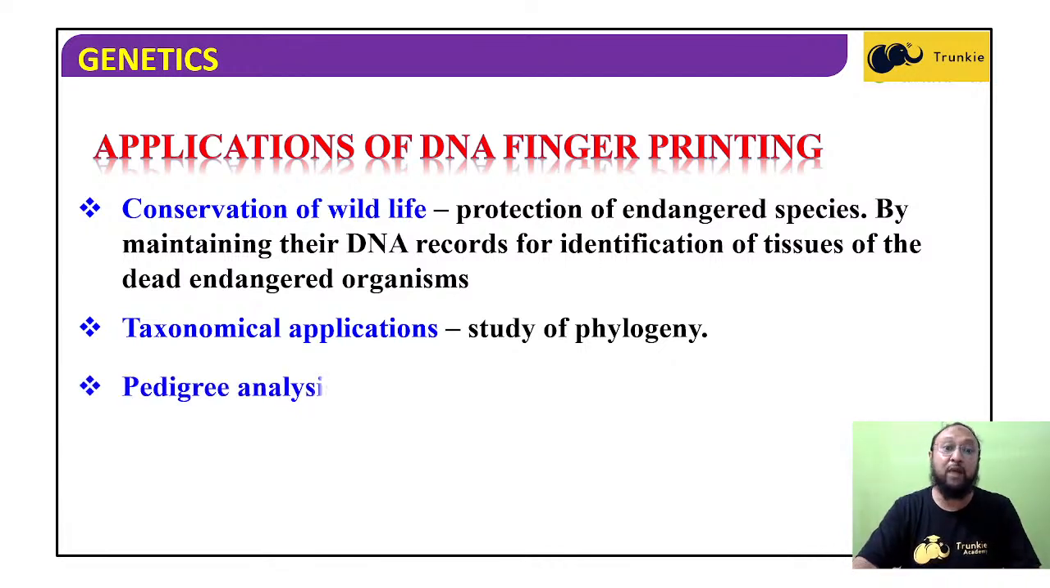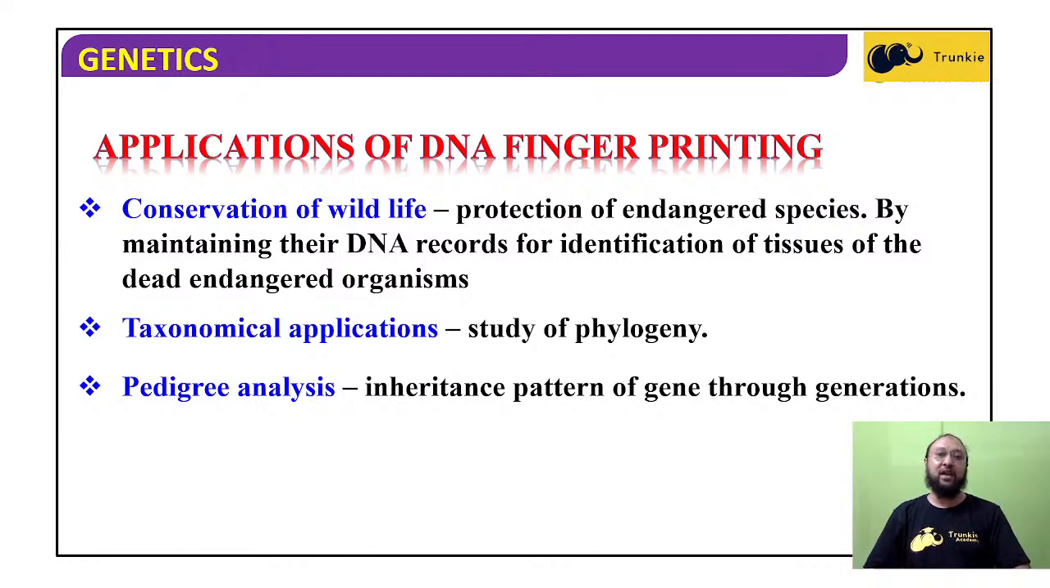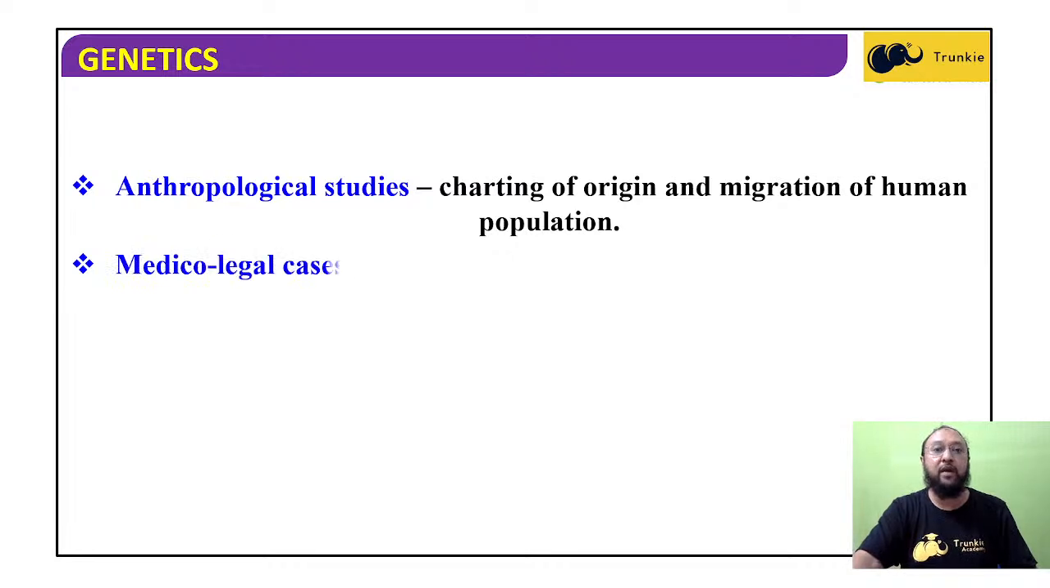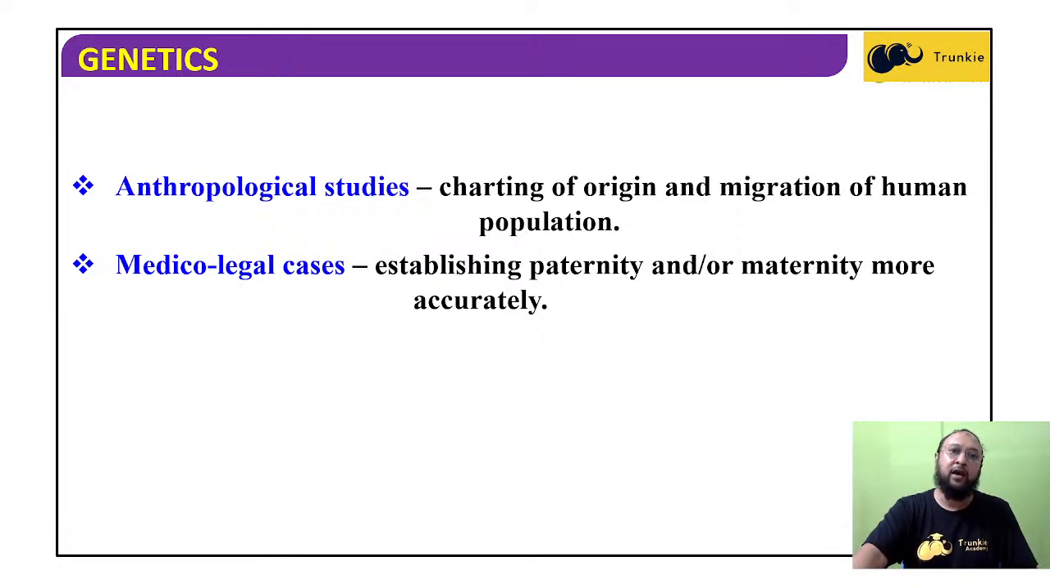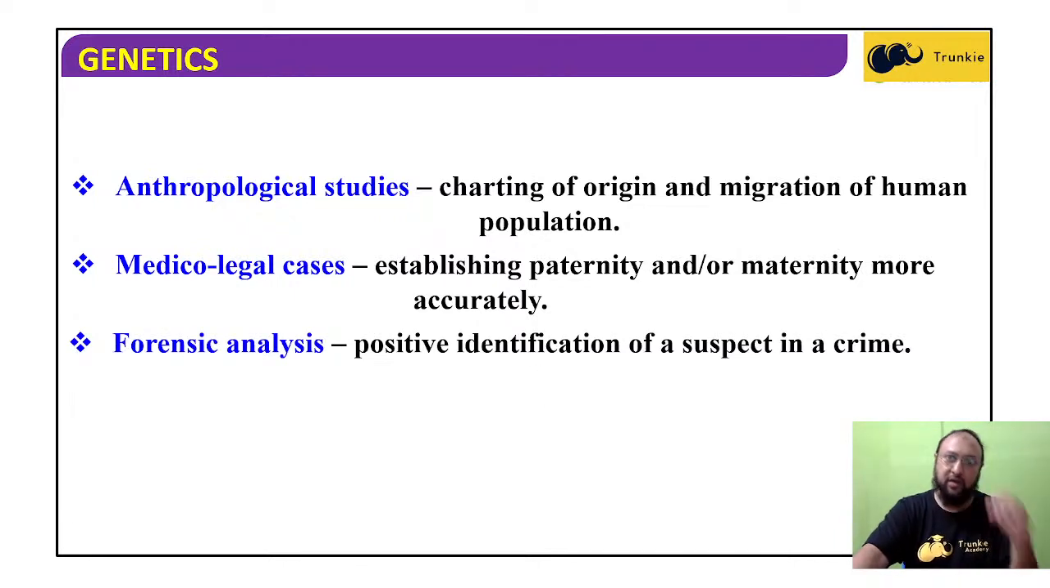That's called taxonomical application. Then pedigree analysis: the inheritance pattern of genes through generations, how different features are inherited from our grandfathers to the mother, and then to the son, the grandson and the great grandson. Anthropological studies about different human races, population, origin and migration of human populations. Medico-legal cases like establishing paternity or maternity more accurately, and forensic analysis to identify the suspect in a crime.